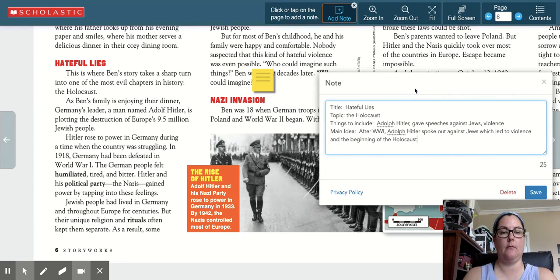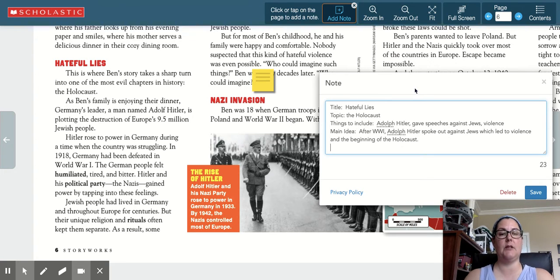So it's high level. It's what most of this section is about. Adolf Hitler speaking out against the Jews, violence against them, and the beginning of the Holocaust. I didn't include the word lie. I'm kind of implying that with speaking out against them. I didn't have to start with World War I at the beginning of my sentence. So that's how I would include my main idea.